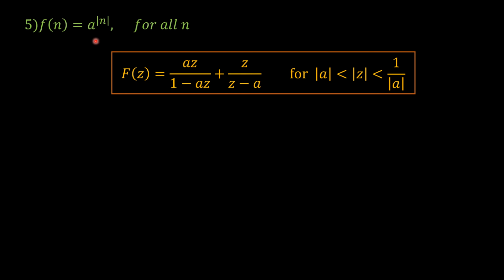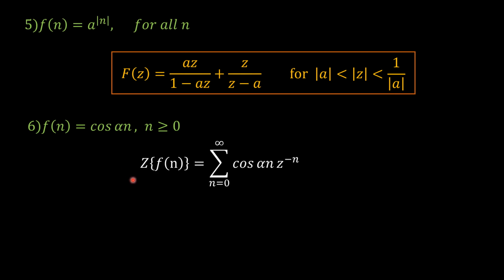So this is the Z transform for the sequence f of n equal to a raised to mod of n. Next standard function is f of n is equal to cos of alpha n for n greater than or equal to 0 and alpha is any scalar. So that will give us, by the definition of Z transform, Z transform of f of n is equal to summation n equal to 0 to infinity. Our f of n is cos of alpha n z raised to minus n.